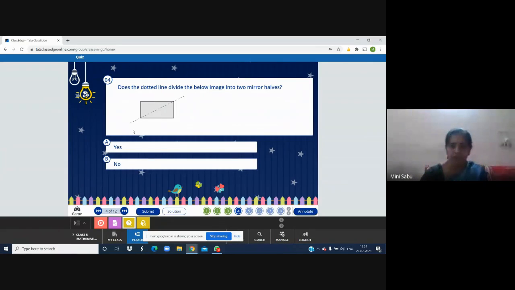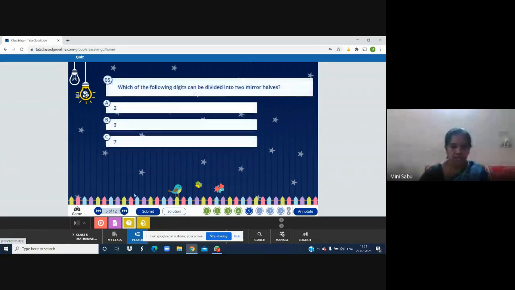So is it a line of symmetry? Does this line cut this image into two mirror halves? Our question is this. Let us opt for no and see. Okay, that means this is not a line of symmetry. Similarly, this diagonal also is not a line of symmetry, but there is always confusion. But if it is a square, it is yes.